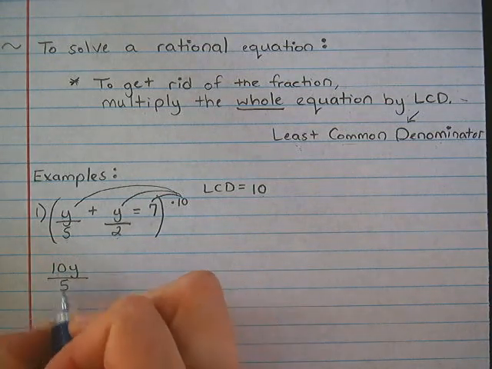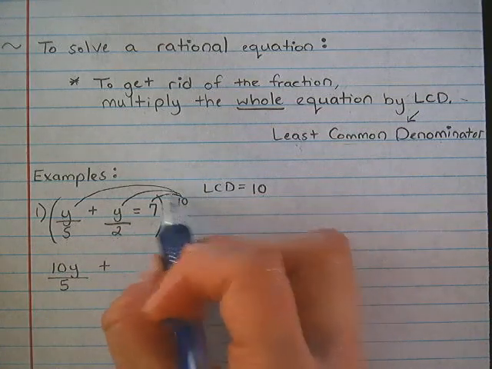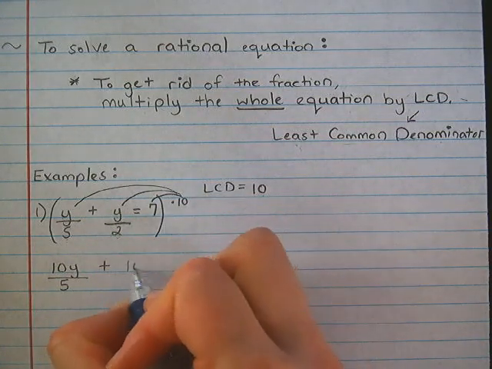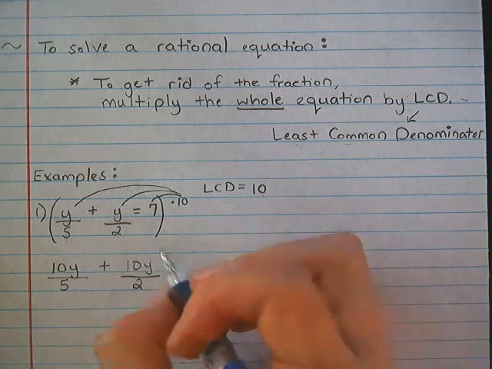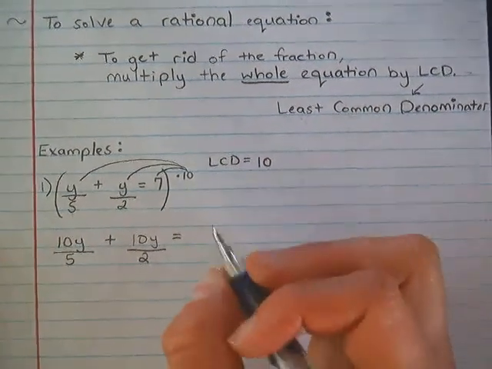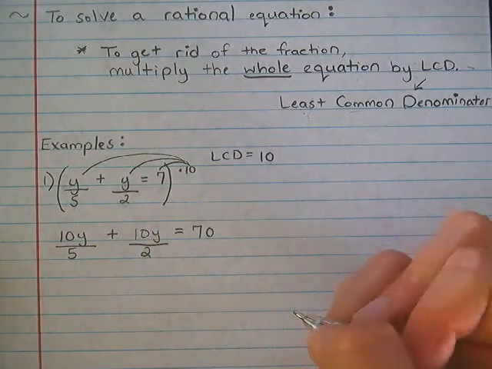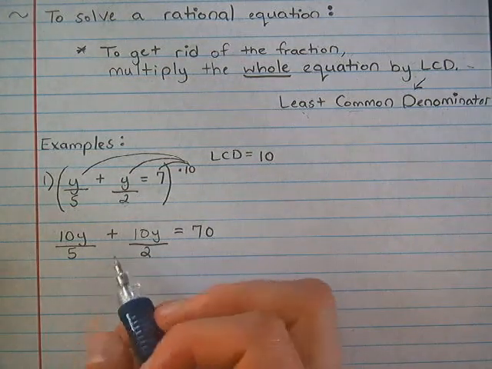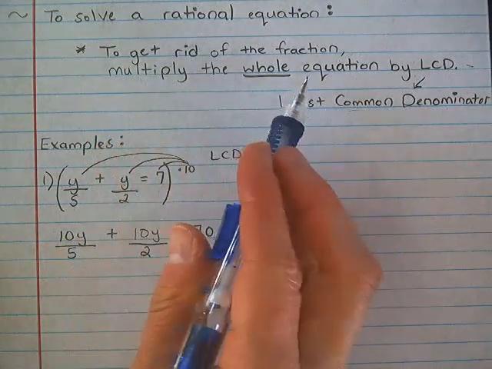Okay, you'll see why it works in a minute. Plus, then we take the 10 times this y, so it'd be 10y over the 2, and then equals, I'm just copying my equation down, equals, and then 10 times 7 is 70. Okay, now why does this work to get rid of the fractions?